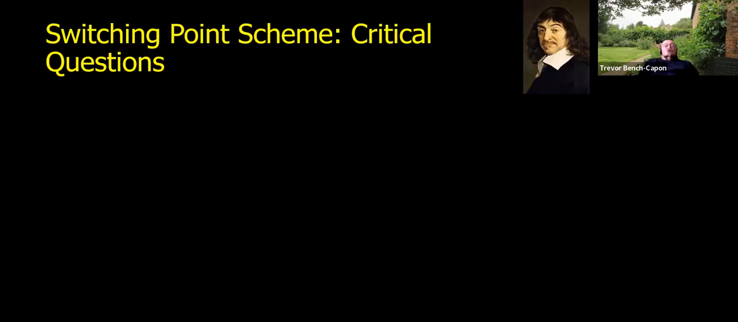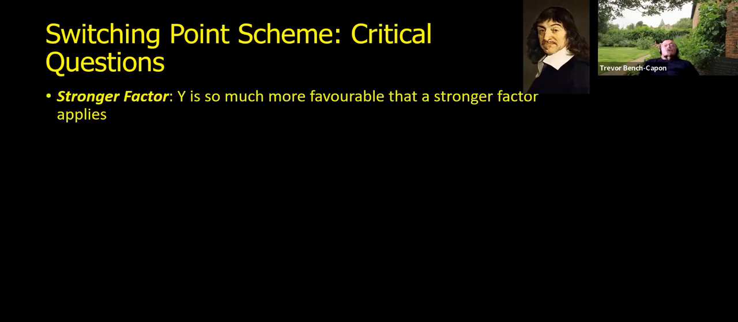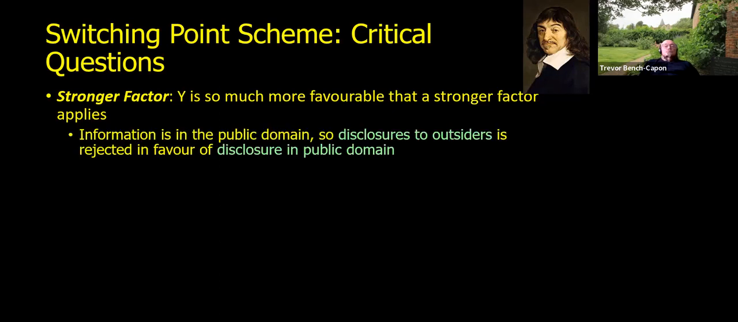The critical questions are the stronger factor objection, which says that Y is so much more favourable that a stronger factor applies, not the one being argued for. If the information is in the public domain, the closeness to outsiders is rejected in favour of the more powerful disclosure in public domain.